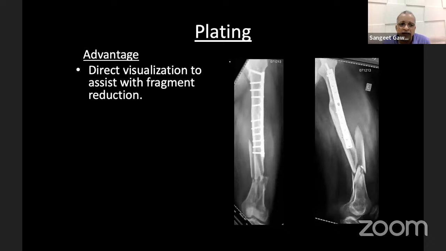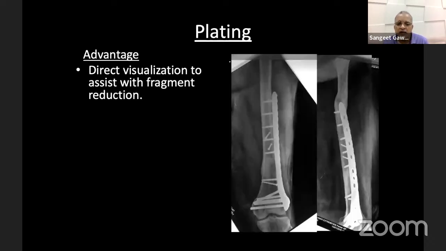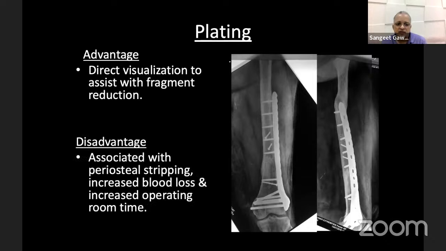The advantage of plating is direct visualization to assist the fragment reduction and achieve a primary stability with the help of a plate, interfragmentary screws, like that. The disadvantage is it is associated with periosteal stripping, increased blood loss, and increased operating room time.